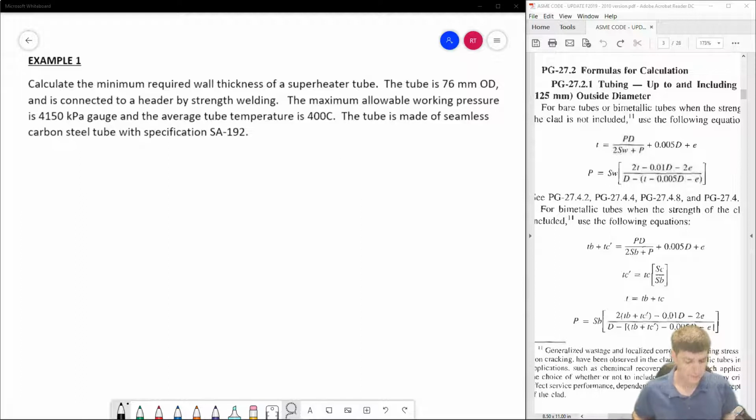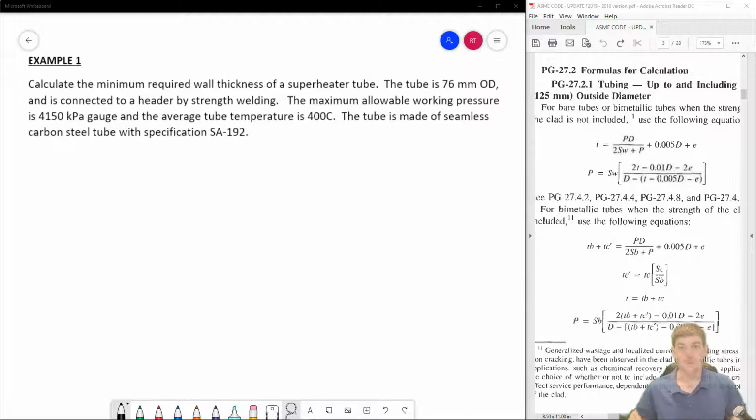So example number one. Calculate the minimum required wall thickness of a superheater tube. The tube is 76 millimeters OD, outside diameter, and is connected to a header by strength welding. The maximum allowable working pressure is 4,150 kPa gauge, and the average tube temperature is 400 degrees Celsius. The tube is made of seamless carbon steel tube with a specification SA192.